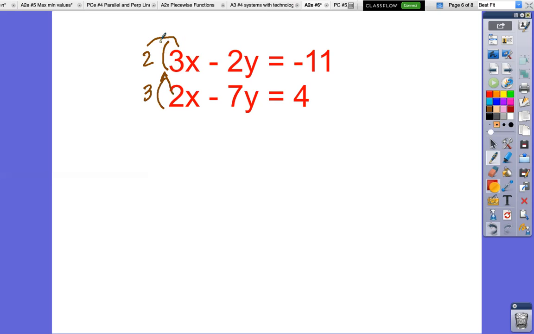Let's think about this real quick. That would give me 6x minus 4y equals negative 22, and that's also 6x, but I don't want them to be the same. I want them to be what? Opposite. So one of them has to be negative 6. Again, it does not matter which one has to be negative. So I'm going to go ahead and make the top one negative. Any questions?